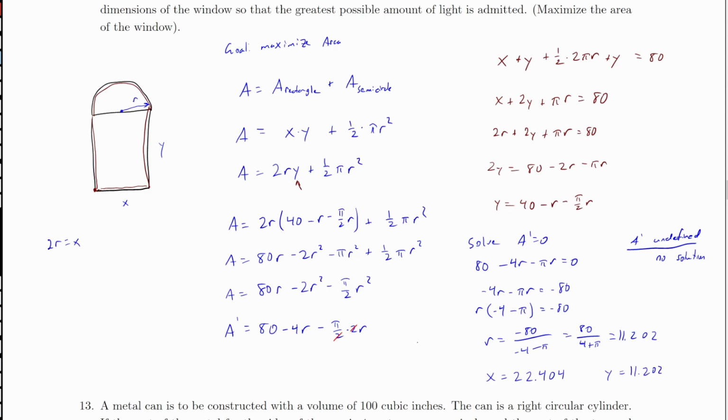Okay, and again, you can just leave them as decimals, but if you leave them as fractions, you can see that it is indeed exactly the same number. Okay, so those are the dimensions that will maximize the amount of light coming in the window.